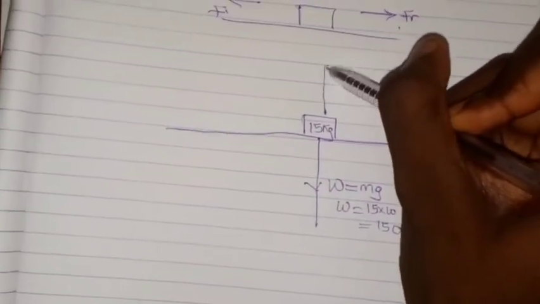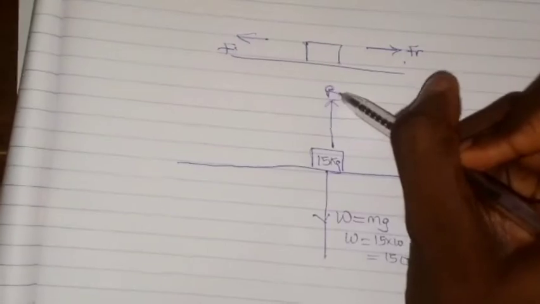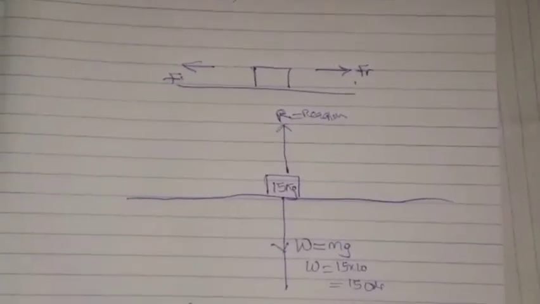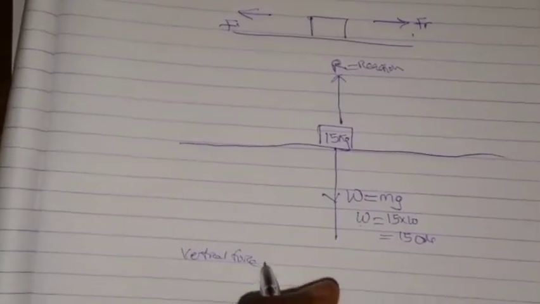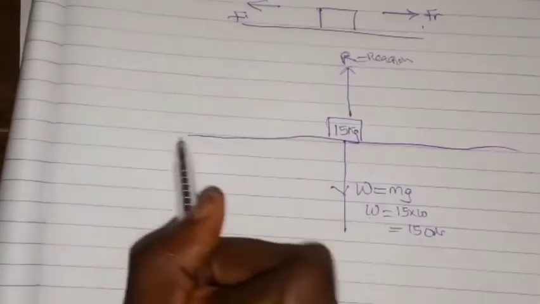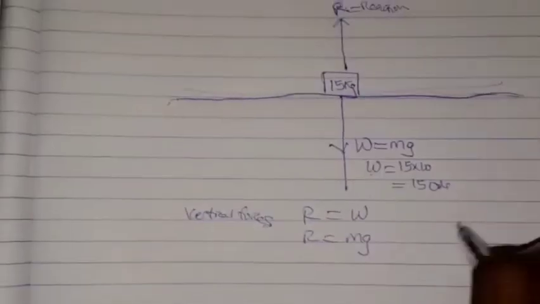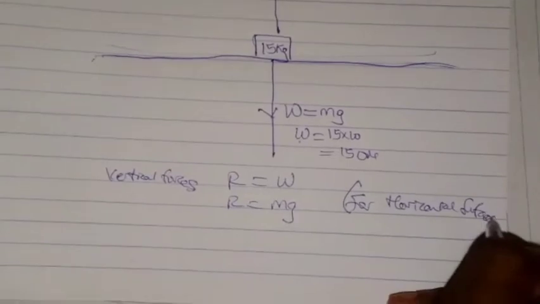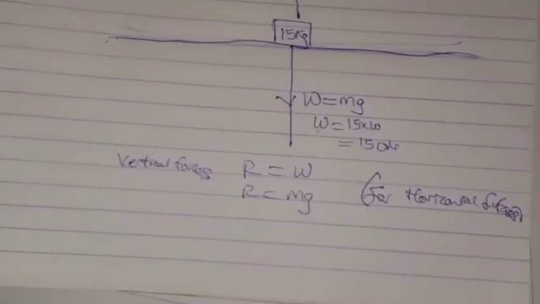Let's say there is a force that acts vertically too, acting upwards. That's your reaction, R. So the vertical forces that we have are R and W. In a horizontal plane like this, your R is always equal to your W. So R is equal to W, which is mg. Please take note, this is for horizontal surfaces only, not every case. We will check it out when we start inclined planes.